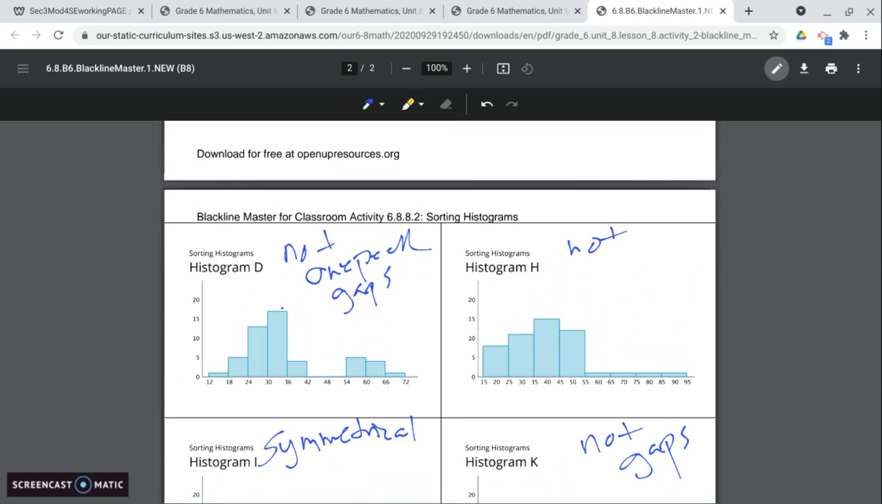So a lot to do with symmetrical and just all sorts of details about these histograms and their different parts and different distributions. So your keyword for this lesson is symmetrical.